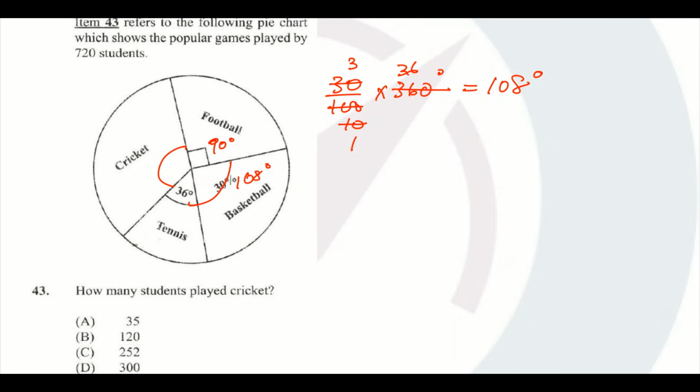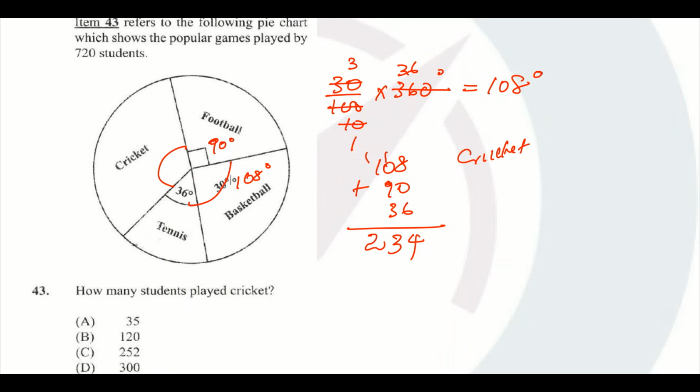Now we know that everything should add up to 360, so to find the angle for cricket, we have to add up everything. So we have 108 plus 90 plus 36. 8 and 2 is 10, and 6 makes 16, carry the 1, 1 and 9 is 10, 10 and 3 is 13, so we have 234. Good.